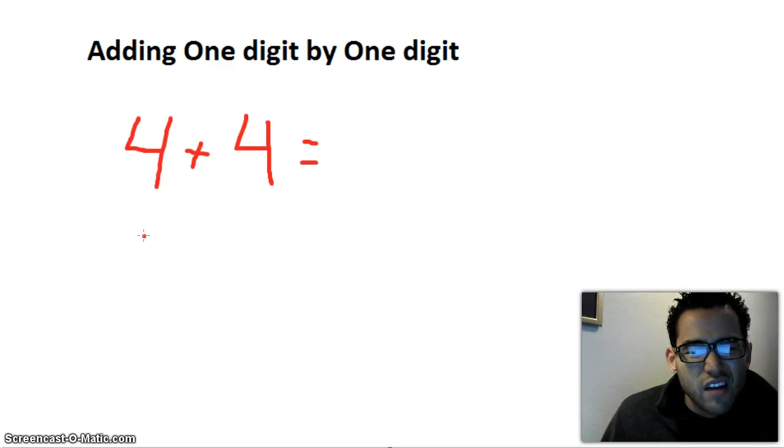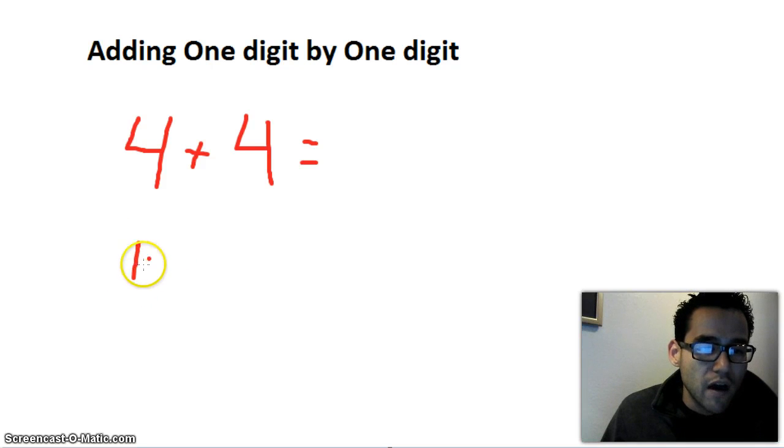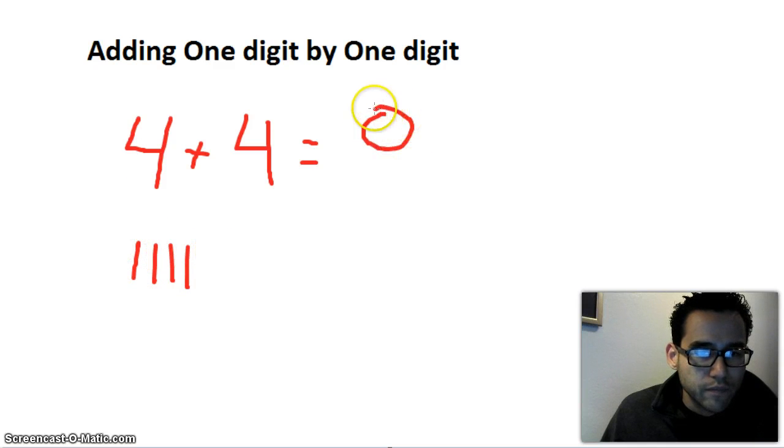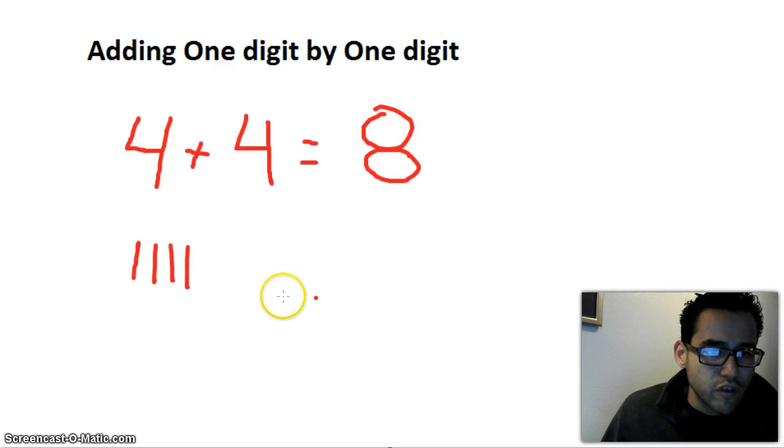So you have 4, it could be 4 ducks, $4, 4 whatever. In this case, we'll just talk about money. I love money. I don't know about you, but money, my favorite thing. So 4 plus 4 gives you, well, 4, 5, 6, 7, 8. 4 plus this 4 right here gives you 8. Okay, very simple. The same concept goes for any other numbers. You can use mental math or you can even use your fingers.